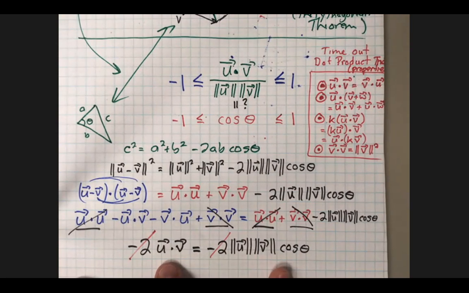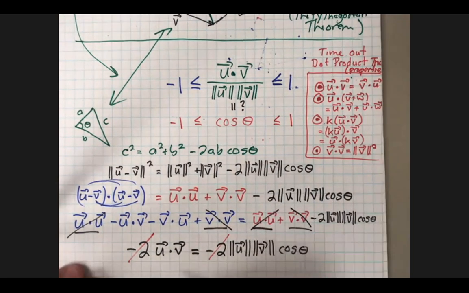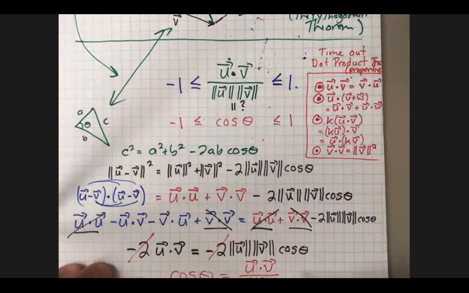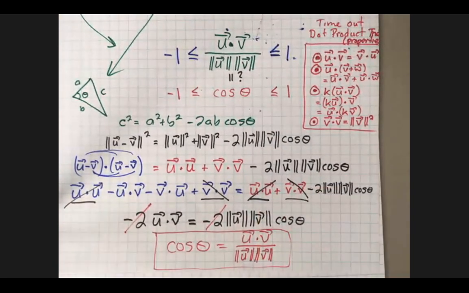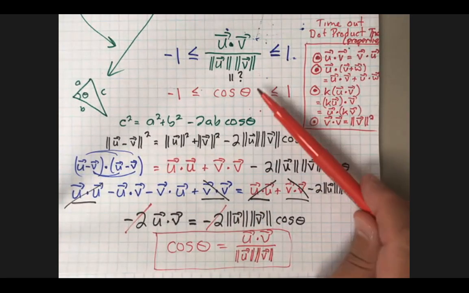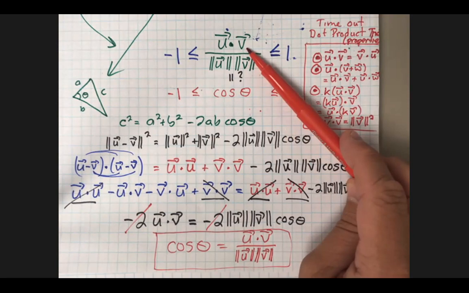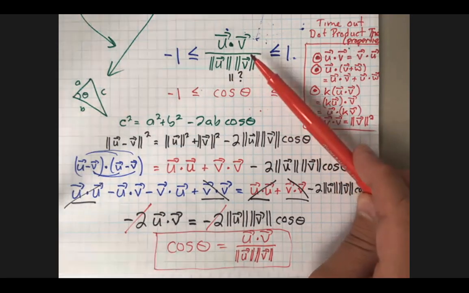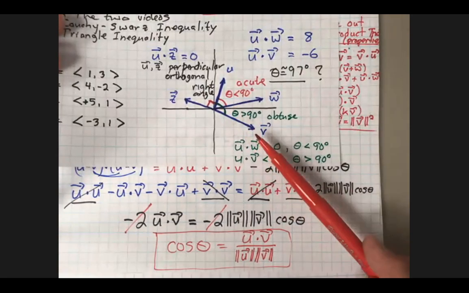And then you see exactly what I'm going to do next. I'm going to divide both sides by mag U mag V. And what sounded incredible a second ago turns out to be true. The cosine of theta can always be discovered by taking U dot V over mag U mag V. I think what I'm going to do, if I can find the paper, remember, I thought this angle was 97 between U and V. Now we're going to calculate it.